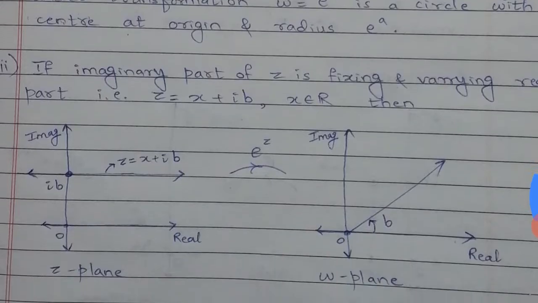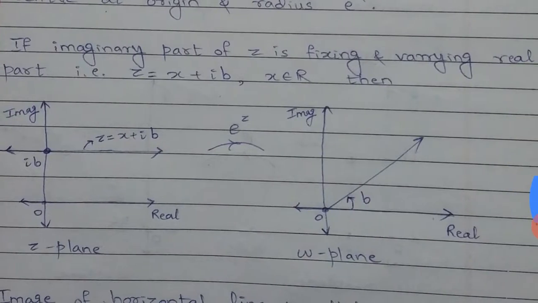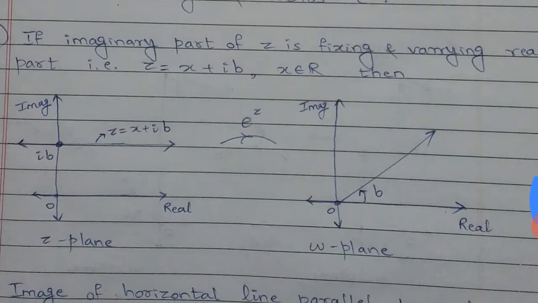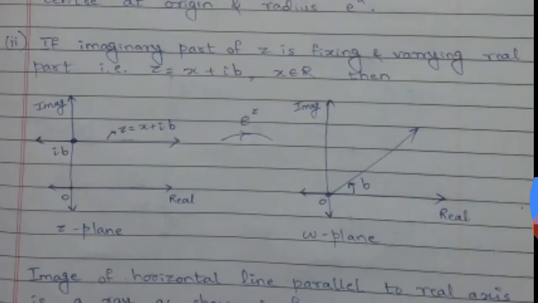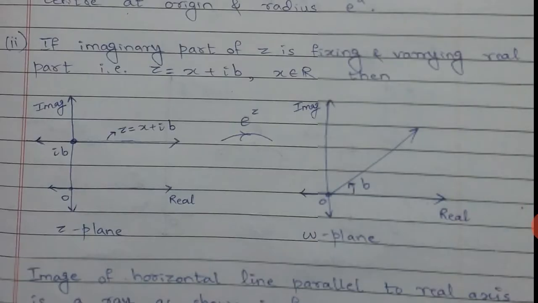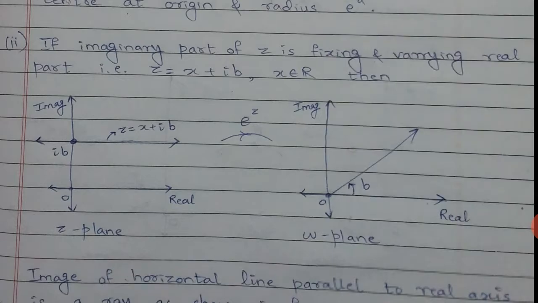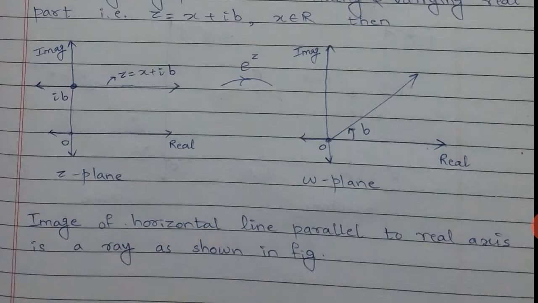Now if the imaginary part of z is fixed and the real part is varying, that means z is equal to x plus ib, then the image of this horizontal line parallel to the real axis under the transformation e raised to z will be a ray which makes an angle b with the real axis. You can see in the figure the image of this horizontal line under the transformation.